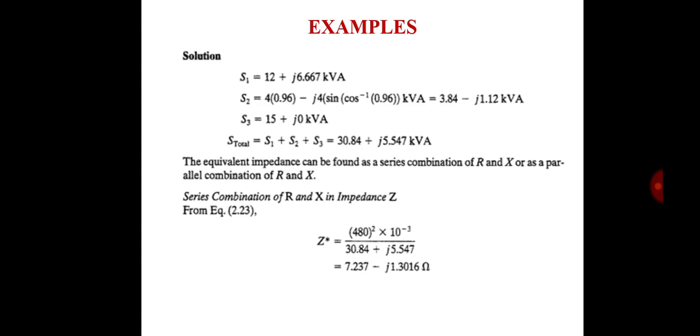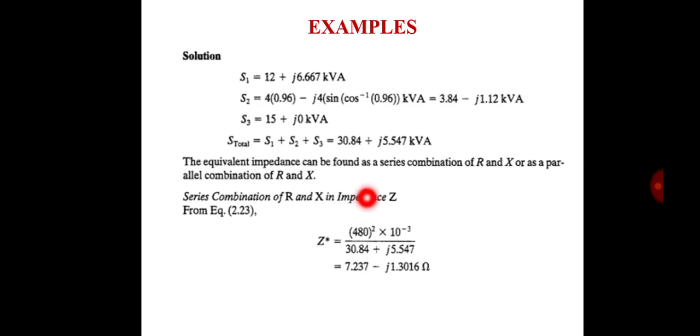So S total is equal to S1 plus S2 plus S3. That means the total of active power and reactive power. The equation becomes 30.84 plus j 5.547 kVA.